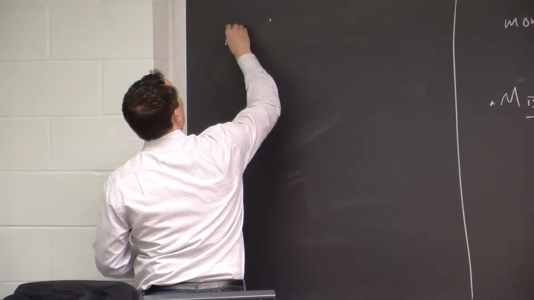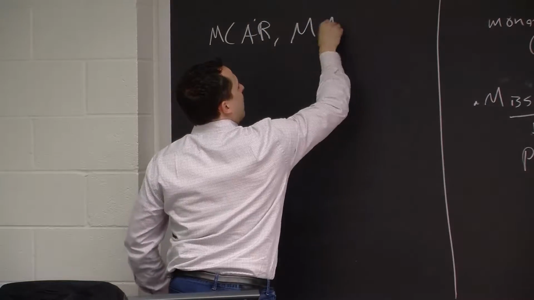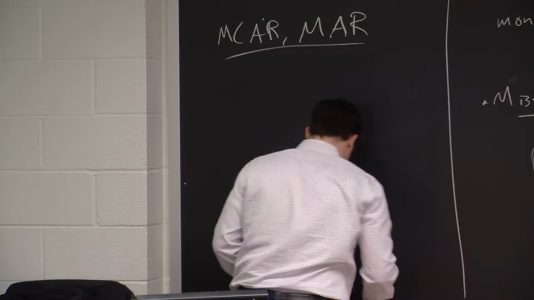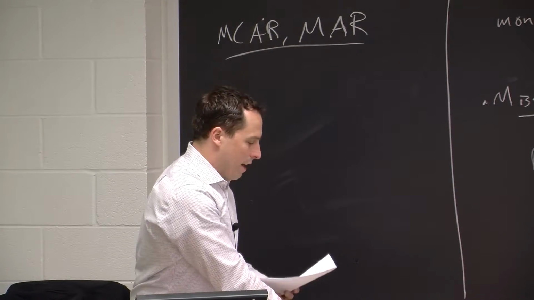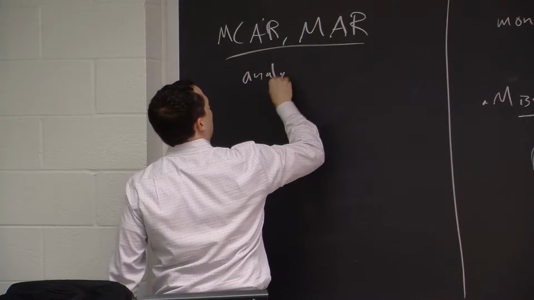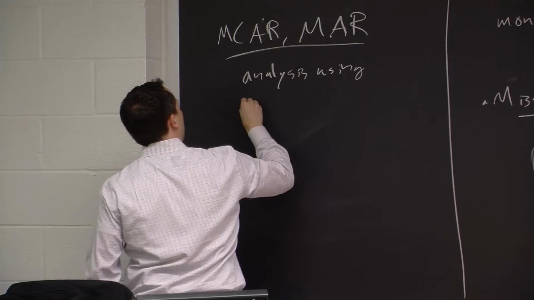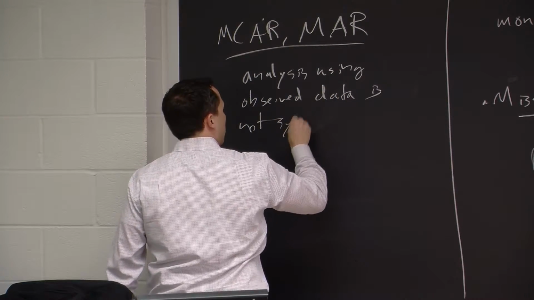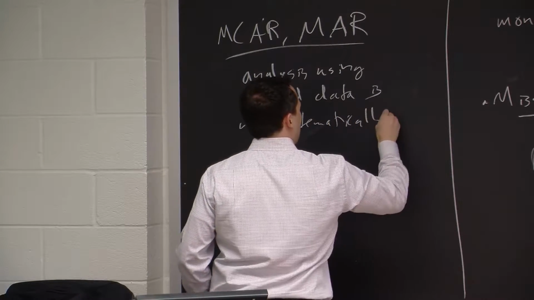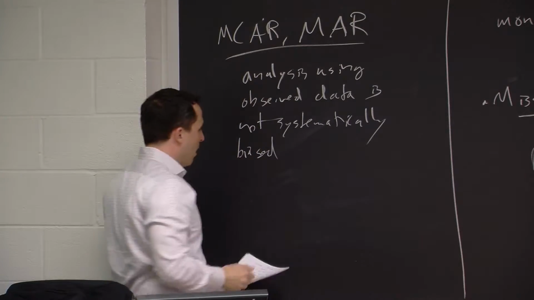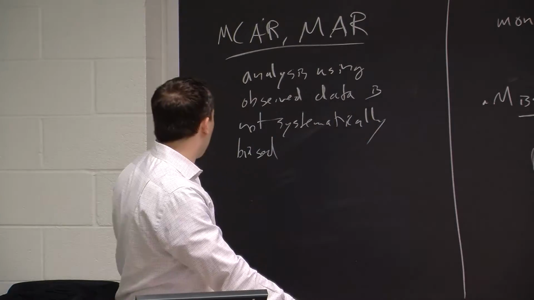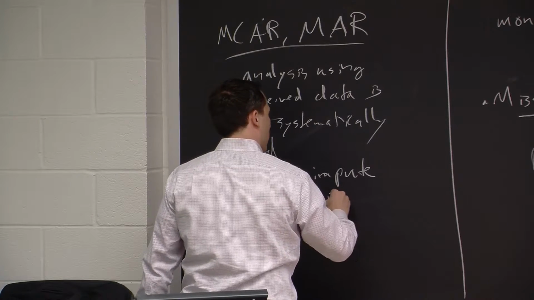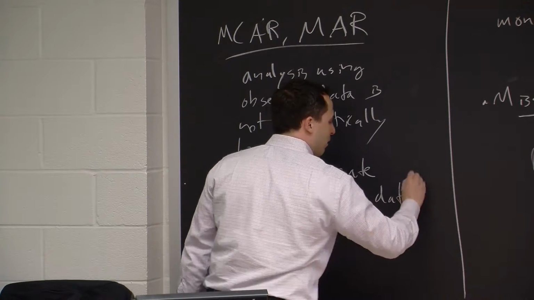Okay, so these 2 cases, missing completely at random and missing at random, are our sort of best possible cases for missing data. These are the situations in which we don't have to do a lot of heroics to get our analysis to work. So in other words, analysis using observed data is not systematically biased. And we may still decide that we want to impute our missing data using one of a variety of methods that we'll talk about later.